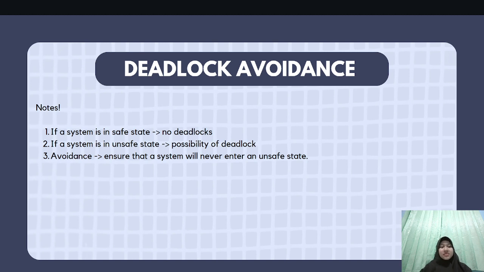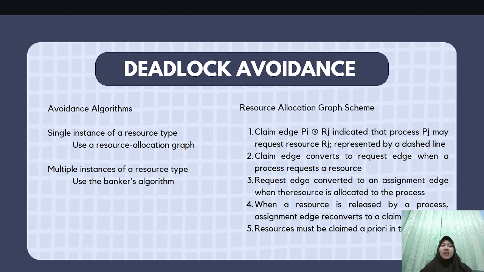Okay, here are some notes. If a system is in a safe state, then there are no deadlocks. If a system is in an unsafe state, there is a possibility of deadlock. Avoidance ensures that the system will never enter an unsafe state. Okay, for the next one, avoidance algorithms.